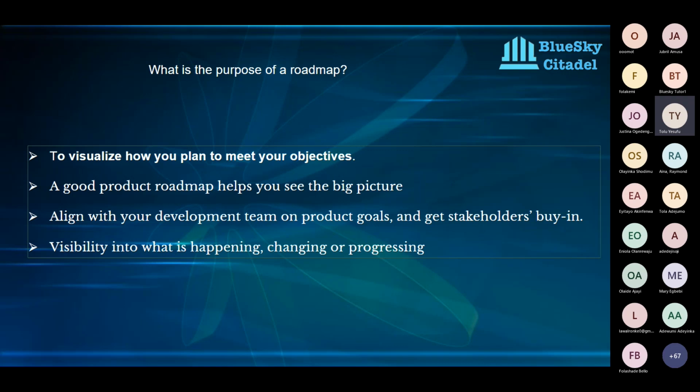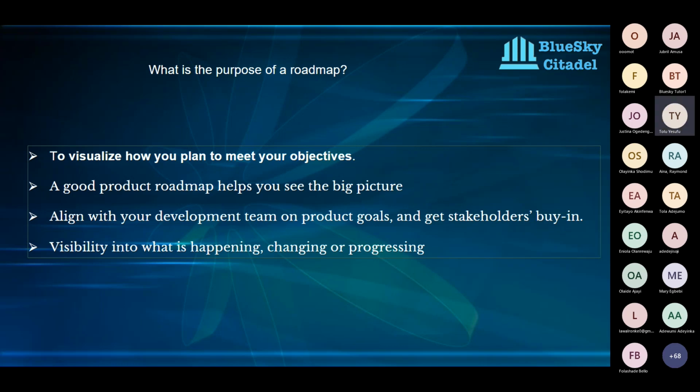But please note, the product roadmap is not a static document. It can change. Remember, we're working in an agile environment, so we are flexible. We should be flexible, and things can change. And when things change, when requirements change, our product roadmap changes. When the scope of work changes, our product roadmap changes.